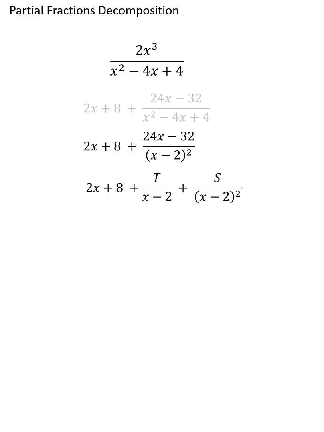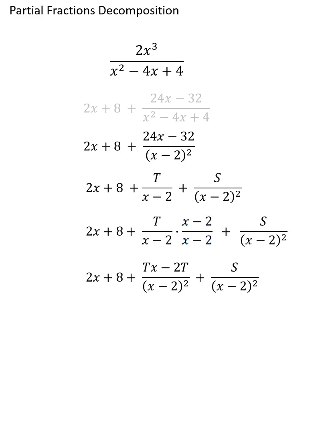So as usual, to decompose, we need to find out what t and s are. To find that out, we need to put those two fractions into one, so I will do the common denominator trick. Distribute the t, combine terms in the numerator over a single denominator. You'll notice once again that while 2x plus 8 is part of my answer, it's not part of my consideration at this moment as I decompose the fraction to its right.